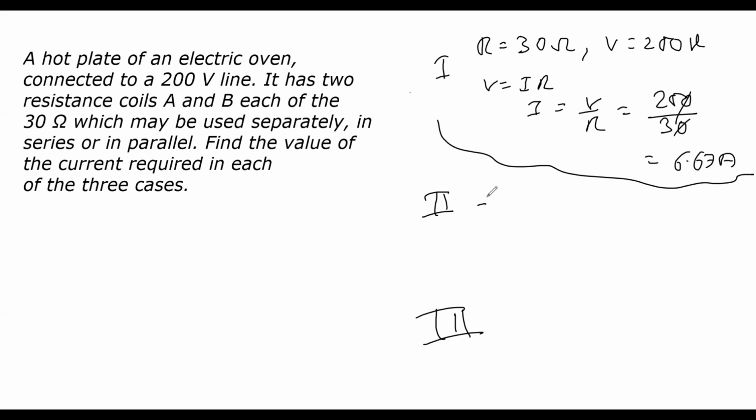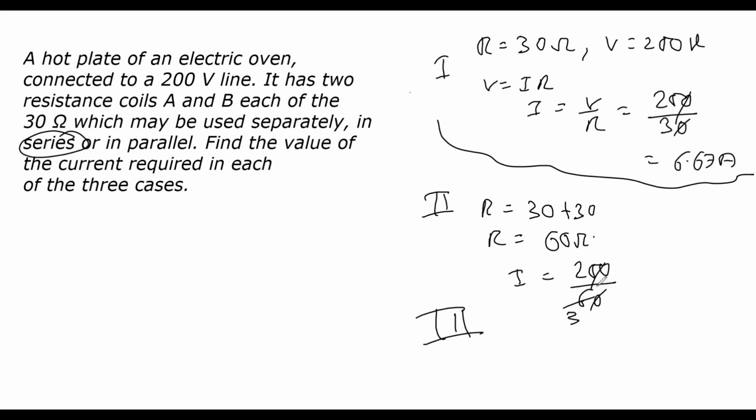Now case two, when these are connected in series. And we have to go in order. As you know, in series, the total or equivalent resistance is obtained by adding individually. That gives you 60 ohm. R is equal to R1 plus R2. Applying the same relation, I is equal to V over R, where V is 200 only, and R is 60. This can be reduced further, it is 20 by 6, which is 10 by 3. It's coming 3.33 ampere.